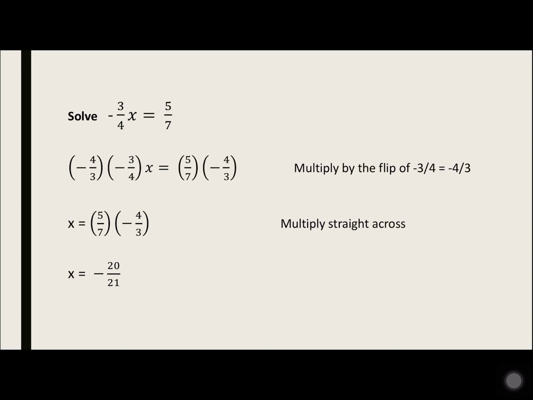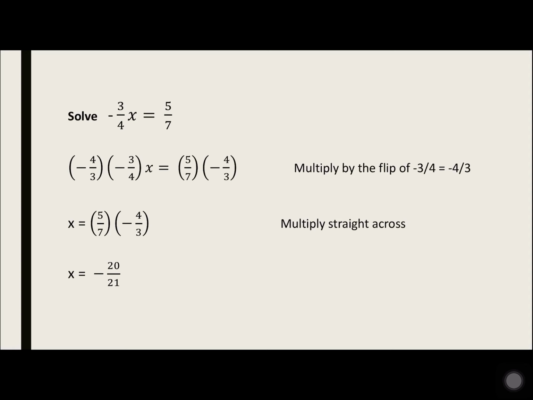Solve. Negative 3/4 x equals 5 over 7. You can multiply by the reciprocal here as a shortcut. The reciprocal means the flip. What's the flip of negative 3 over 4? Negative 4 over 3. So multiply both sides by negative 4 over 3.